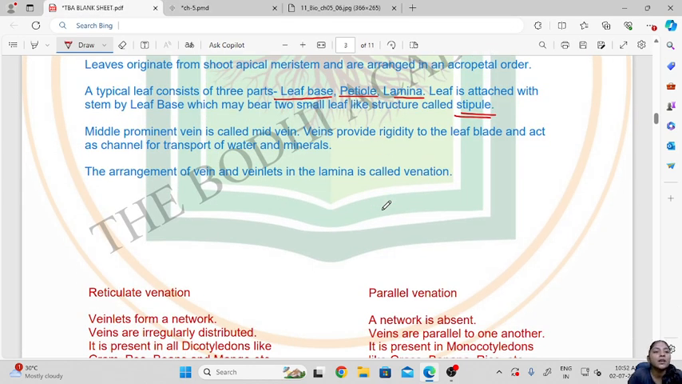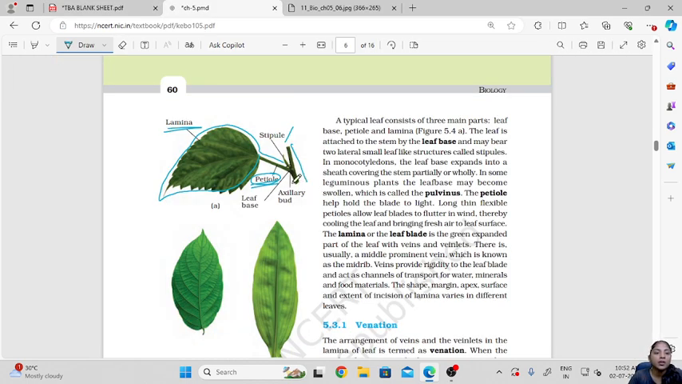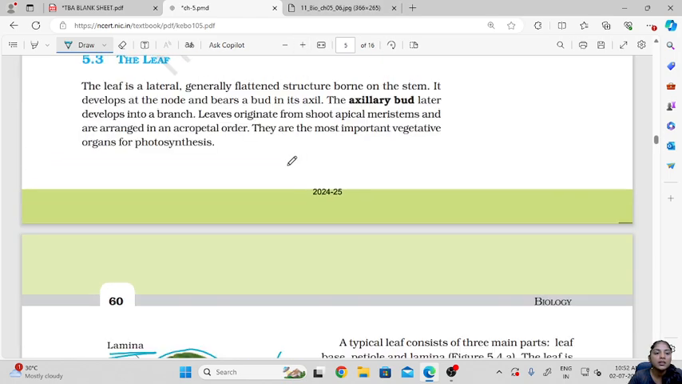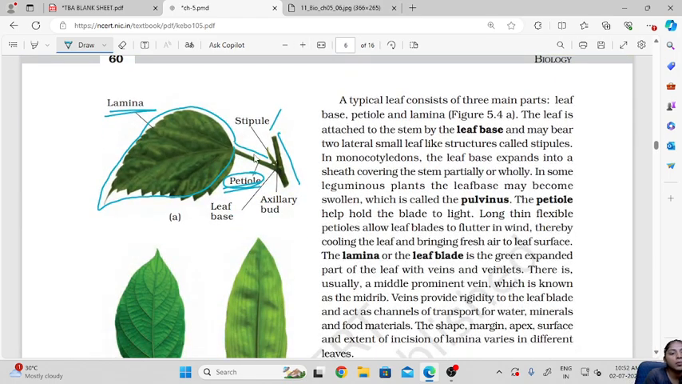Then the arrangement of veins and veinlets in the lamina is called the venation. Okay, so the middle prominent vein is called the midvein. Now as we can see here in this diagram, the main prominent vein in this leaf is called the midvein. So this part is the midvein of the leaf.